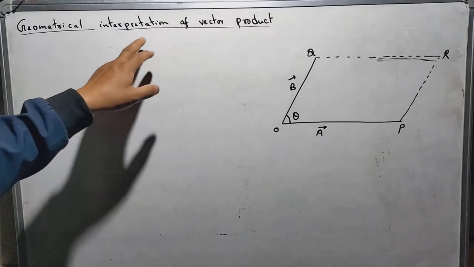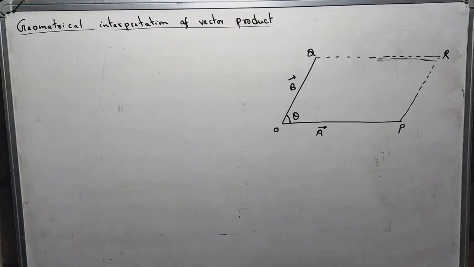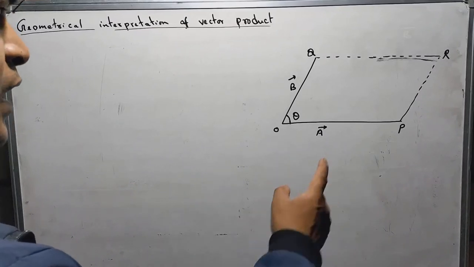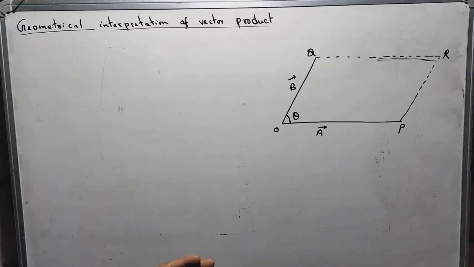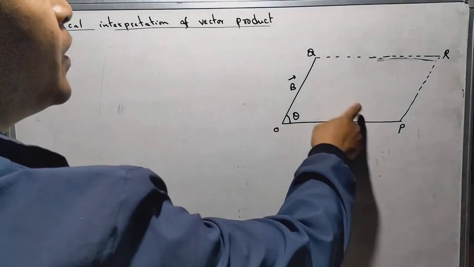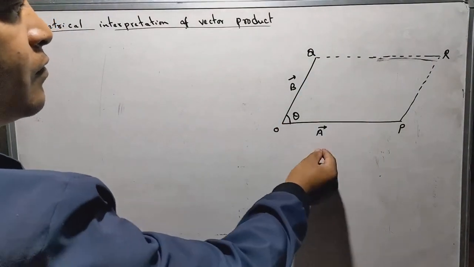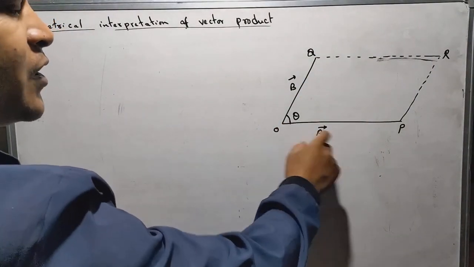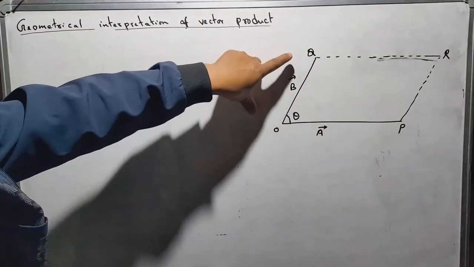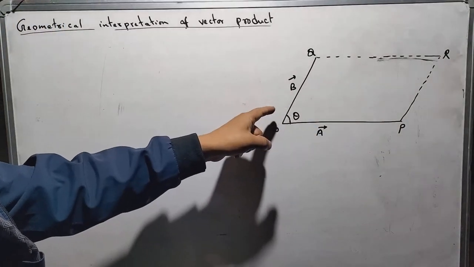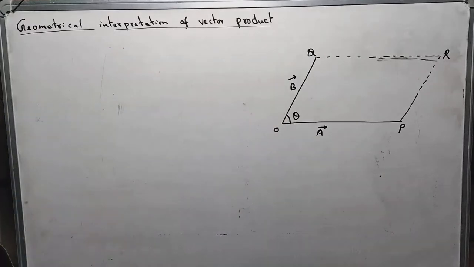Geometrical interpretations of vector product. Suppose the two vectors A and B are represented in magnitude and direction by the two adjacent sides of a parallelogram OPRQ. That means the side OP stands for the vector A in magnitude and direction, and the side OQ stands for the vector B in magnitude and direction.